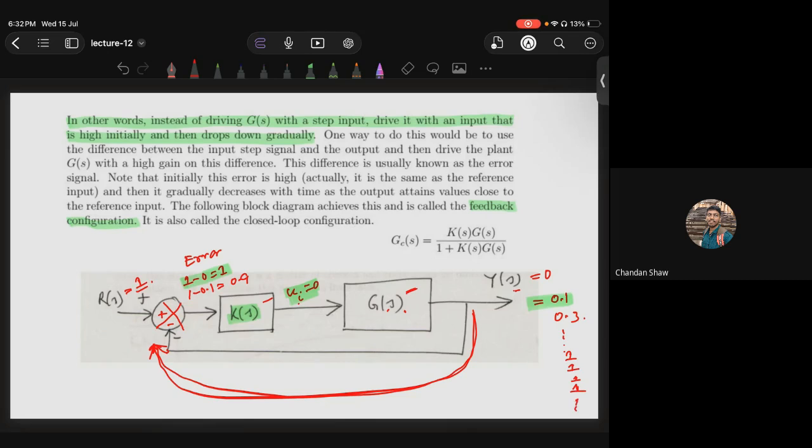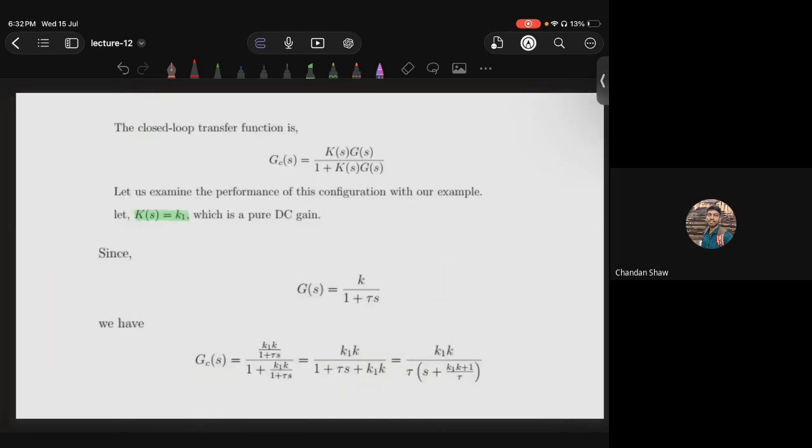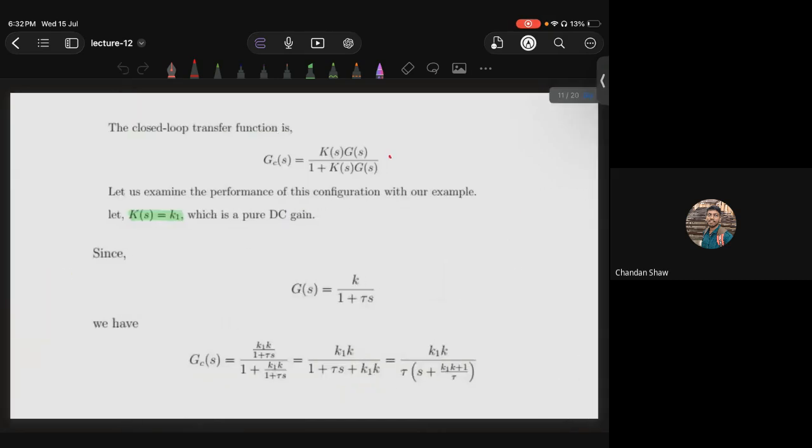So this is the motivation for the feedback control. Now for the feedback control, this is the closed loop transfer function. Now, important step. Is this clear, everyone? Till this point, the motivation for feedback. Now, from here, we are going for this proportional controller.